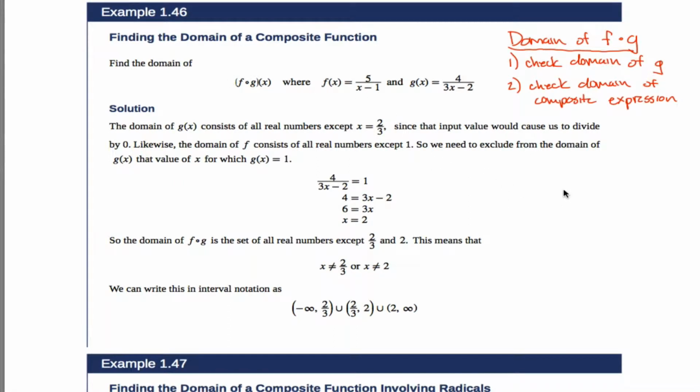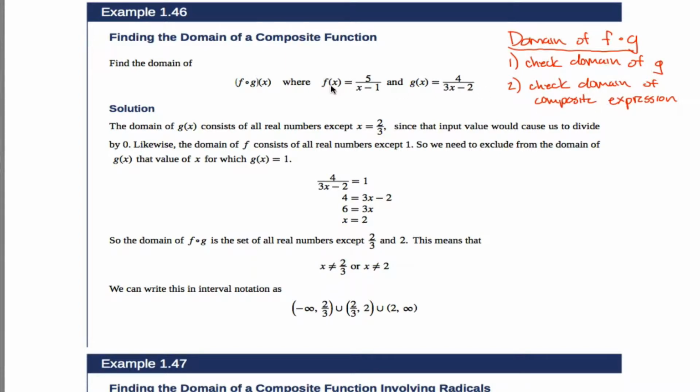All right, example 1.46. We're finding the domain of a composite function. Anytime you're finding the domain of a composite function, there's two things you got to check. And it's not the domains of f and g. It's the domain of g, whatever the inner function is. And then it's also the domain of the composite expression.